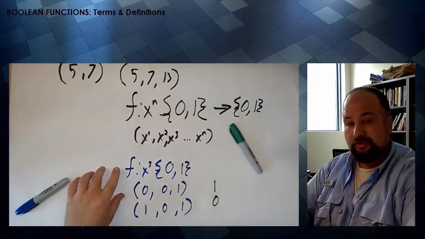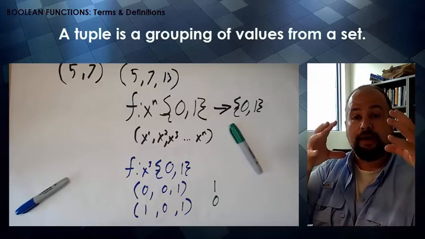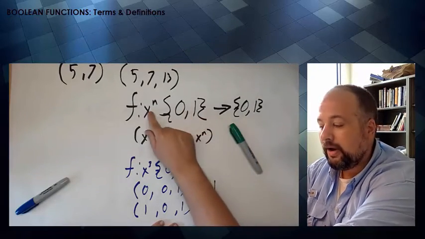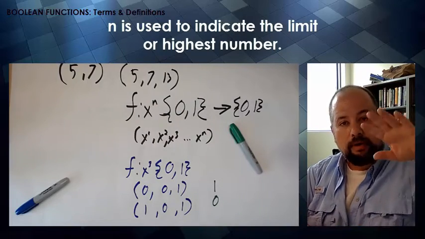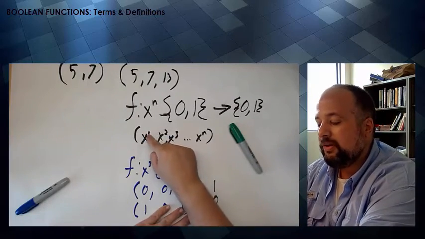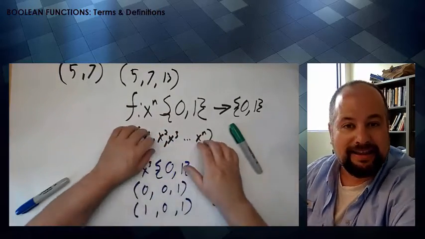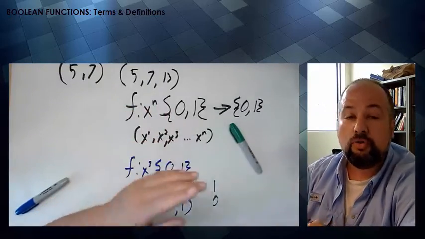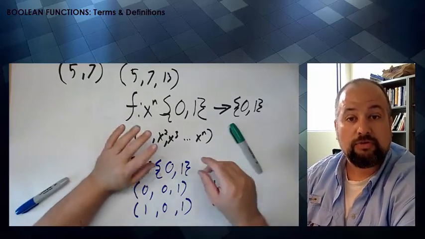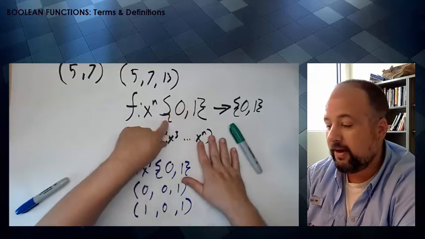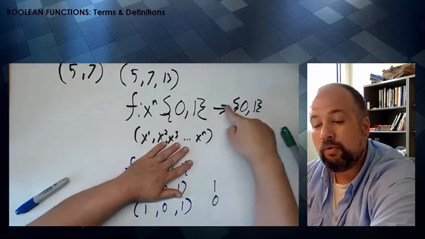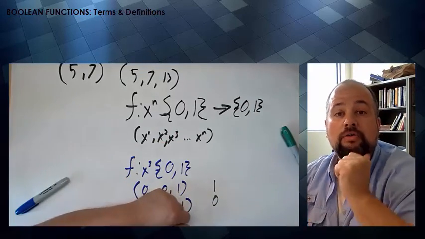All right? So, key things I want you to remember from this segment. A tuple is just a grouping of values from a set. In Boolean algebra, there are always groupings of 0 and 1. And we use n to indicate whatever our limit is, the highest number. Whenever you see n, just know what that means. And when we say x to the 1, x to the 2, x to the 3, in this case, we're talking about column 1, column 2. So you could actually think of this as an array. This is an array of Boolean values, 0 or 1. That's what this function is defining. If you give me an array of n number of Boolean values, I will output a single 0 or 1. So hopefully that made sense.